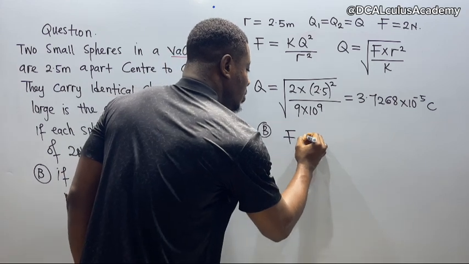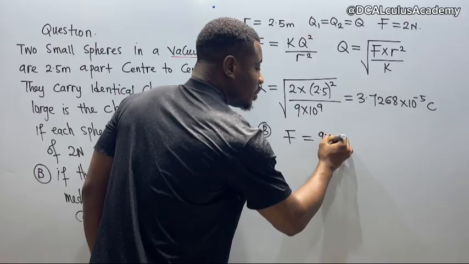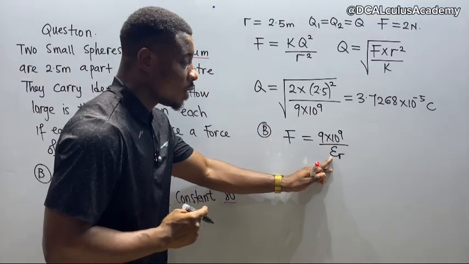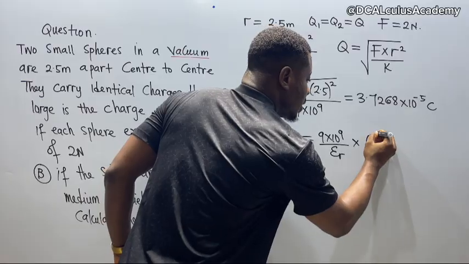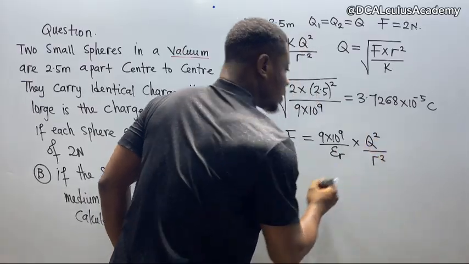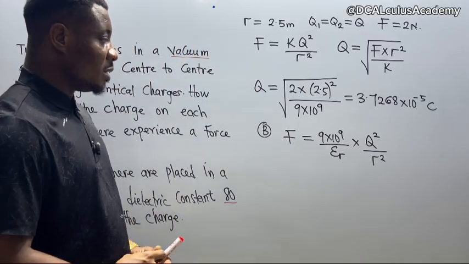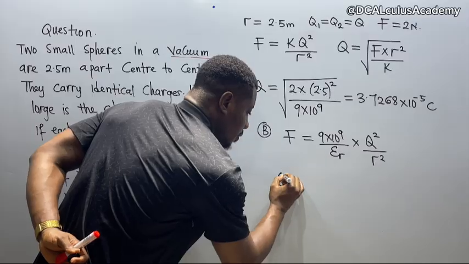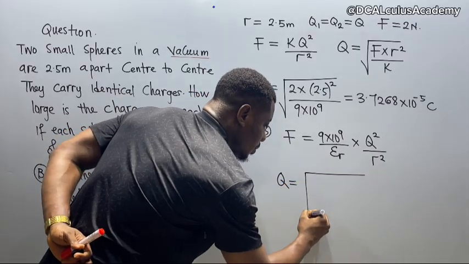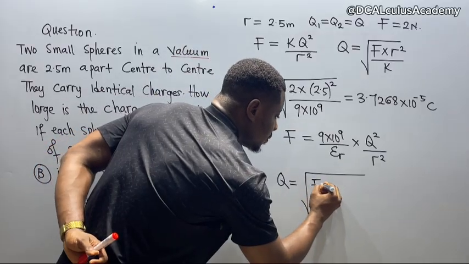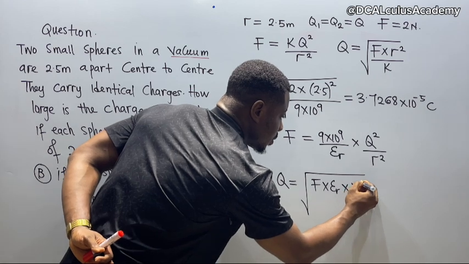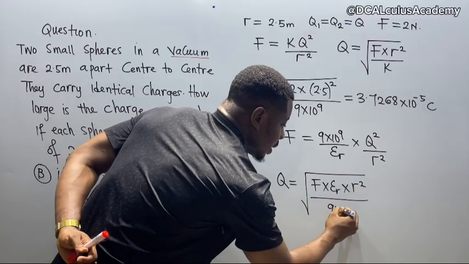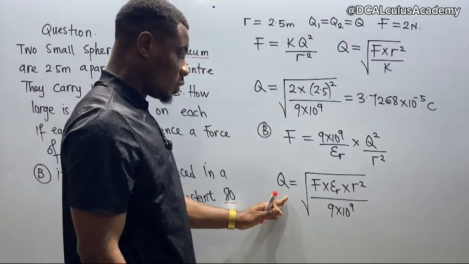Remember that if the charges are in a medium, it becomes F is equal to 9 times 10 raised to power 9 divided by epsilon r, where epsilon r is the dielectric constant, times Q squared divided by R squared. So if the charges are placed in the medium, I'm going to be using this formula. The same way, make Q the subject. My Q therefore is going to be the square root of F times epsilon r times R squared divided by 9 times 10 raised to the power of 9.